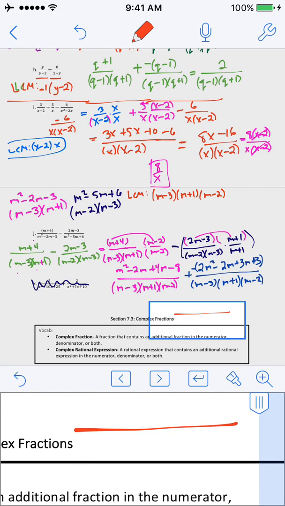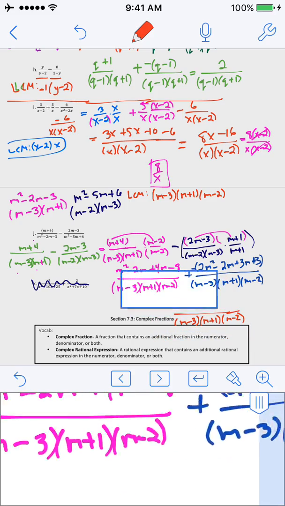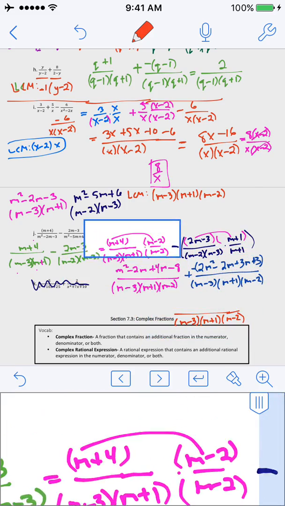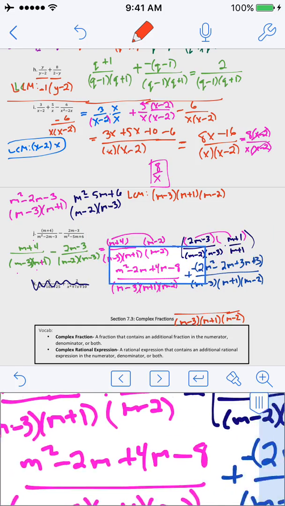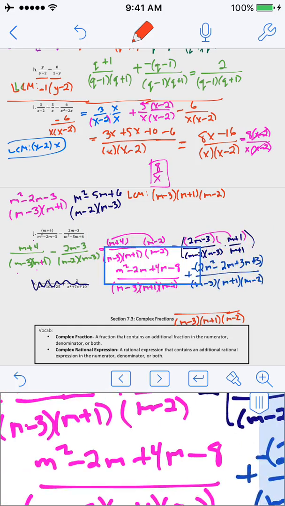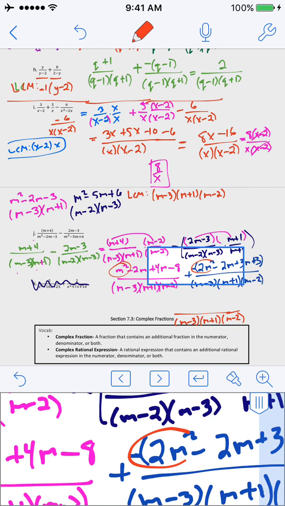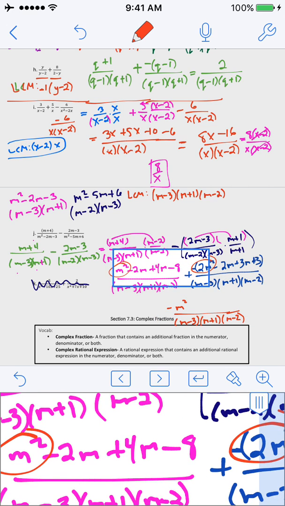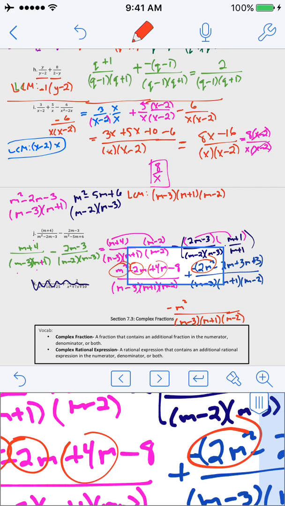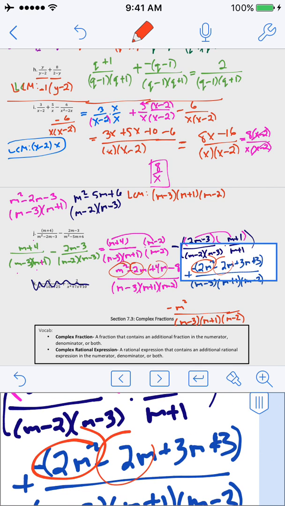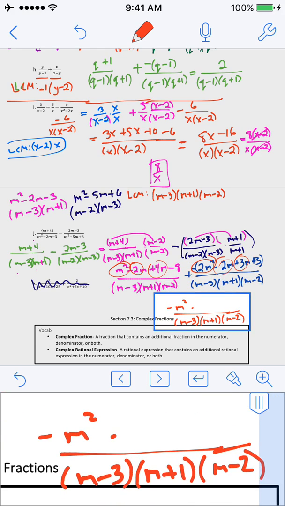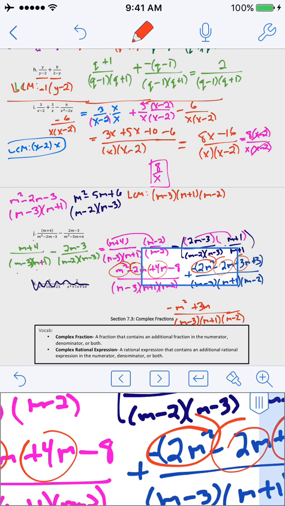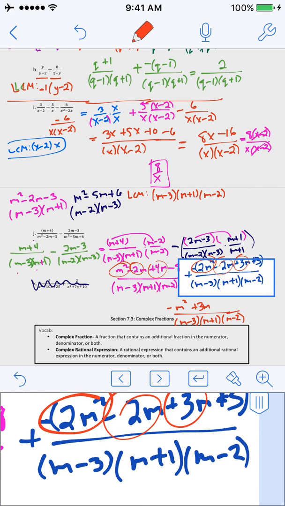Same denominator. I have not touched the denominator since I decided it was going to be this based off my LCM. I left it alone. The only thing that's changing is I'm multiplying the things in the top. So now I've got all these things on top that I can combine. I have an m squared and a negative 2m. That gives me a negative m squared. I've got 2m, negative 2m, 4m, that makes 2m. Here I've got negative 2m and 3m, that makes 1m, so plus 3m. And I've got negative 8 and 3, that's minus 5.